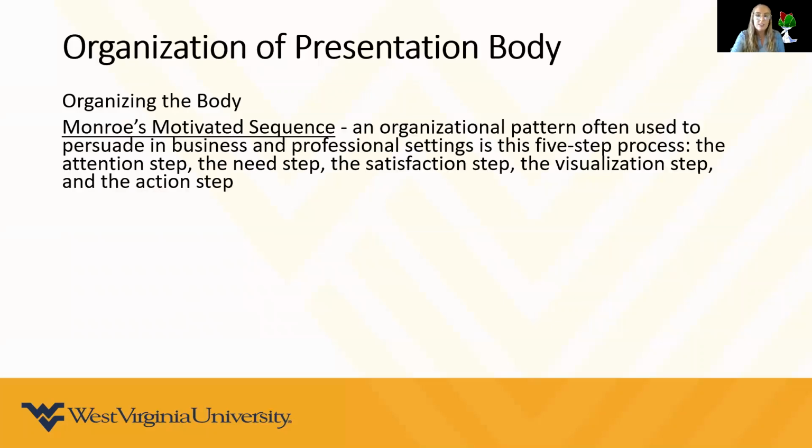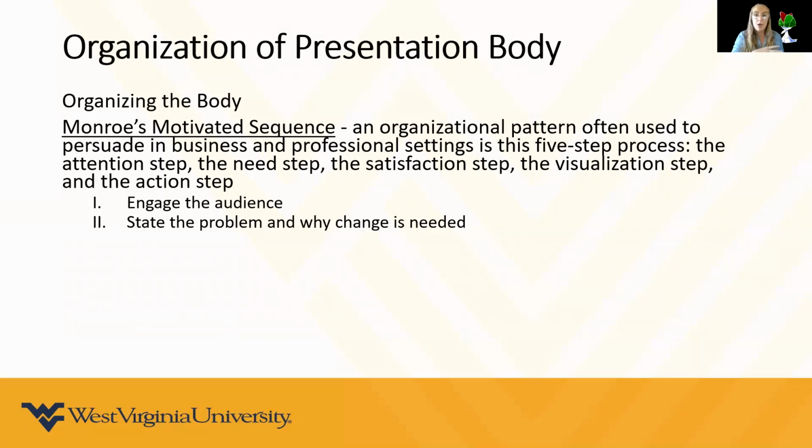One of those ways is to follow Monroe's motivated sequence, which is an organizational pattern that is often used to persuade in business and professional settings. And it follows a 5-step process. The first is to engage the audience. So you have to pique their interest, establish common ground, and in some way relate to them so that they want to pay attention to you.